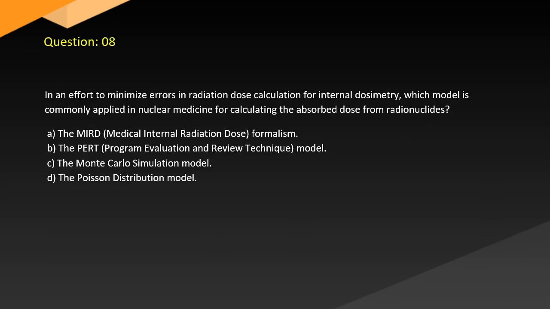Question 8. In an effort to minimize errors in radiation dose calculation for internal dosimetry, which model is commonly applied in nuclear medicine for calculating the absorbed dose from radionuclides? A. The MIRD, Medical Internal Radiation Dose formalism. B. The PERT, Program Evaluation and Review Technique model. C. The Monte Carlo simulation model. D. The Poisson distribution model.